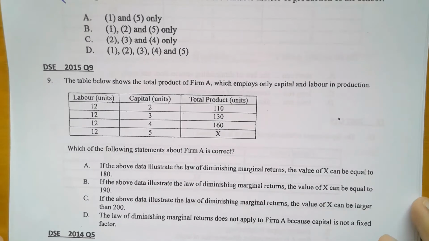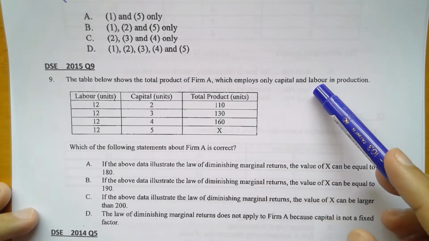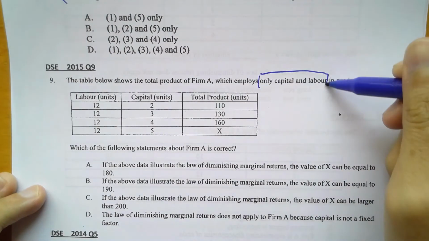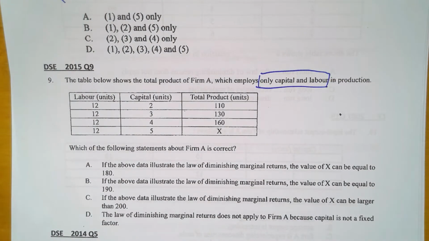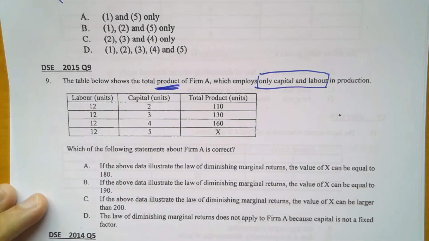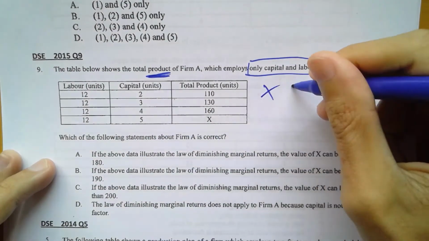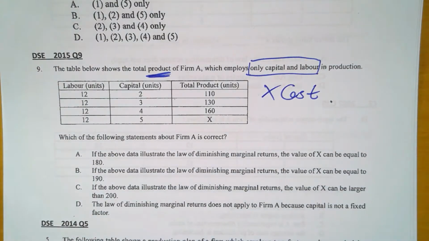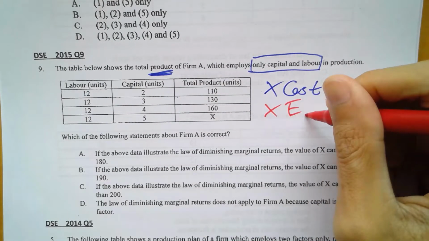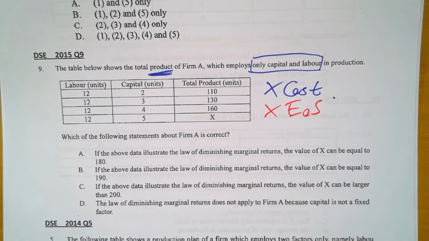Next question. It shows the total product of firm A, which employs only capital and labor. Here it says only capital and labor, no other things. And second thing, we are talking about total product. Whenever you see total product, with no mention of cost, automatically we know that we cannot talk about economies of scale. Because no mention of cost, no economies of scale. Very easy here.